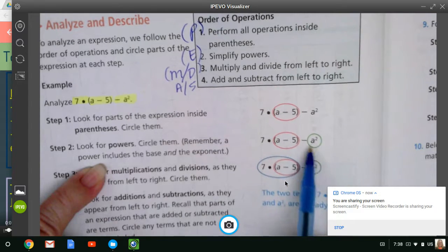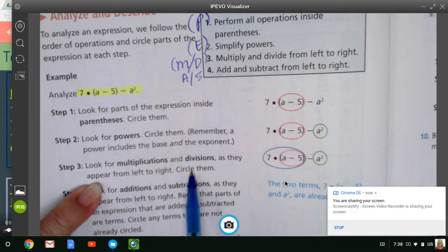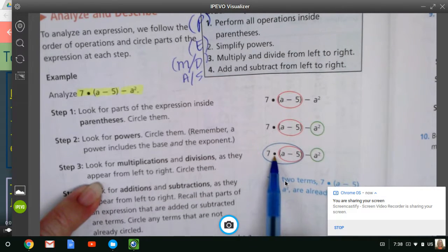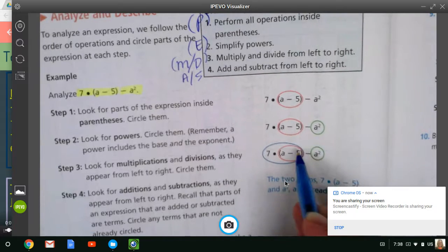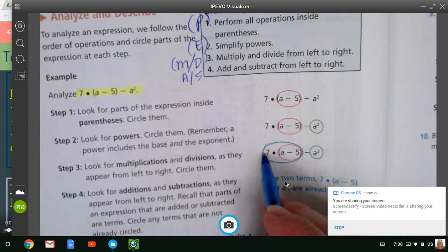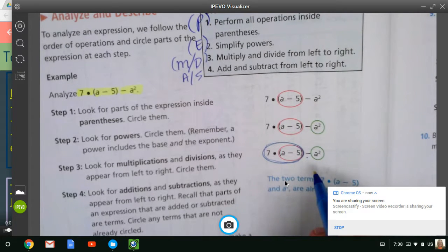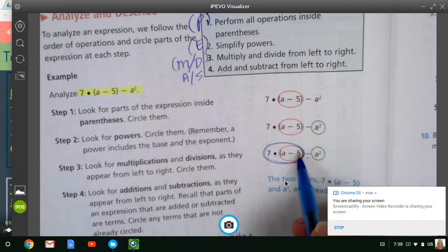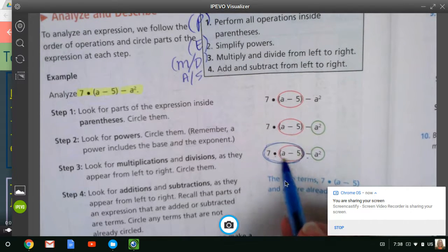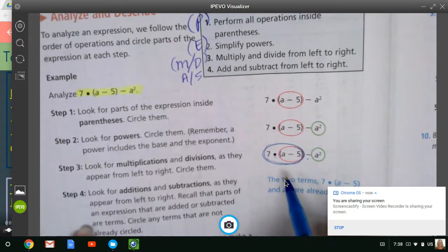That's our second one. Okay, then we look for multiplication and division as they appear from left to right. So the first problem we get to is multiplication. Now they used blue and they actually circled the entire left side of that subtraction sign because 7 has to be multiplied times the result of a minus 5. But this is together, this is one chunk of the problem.